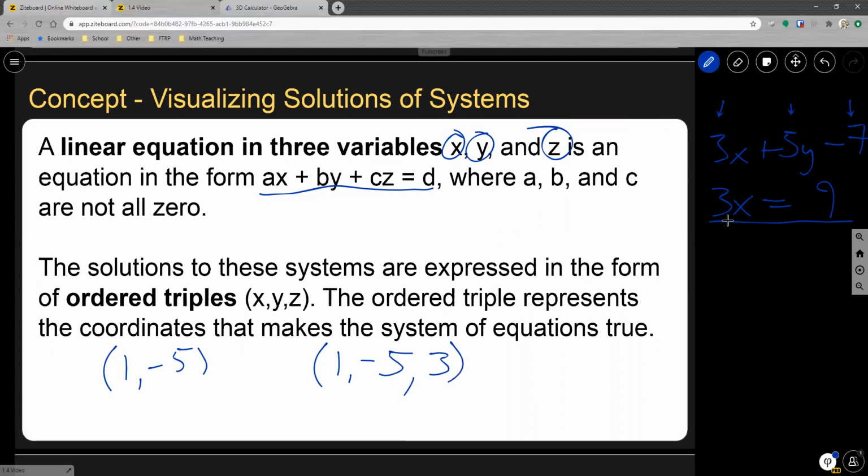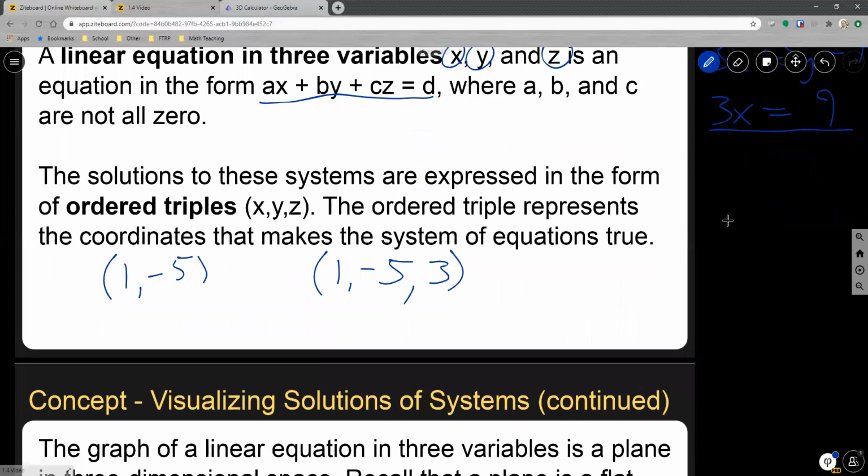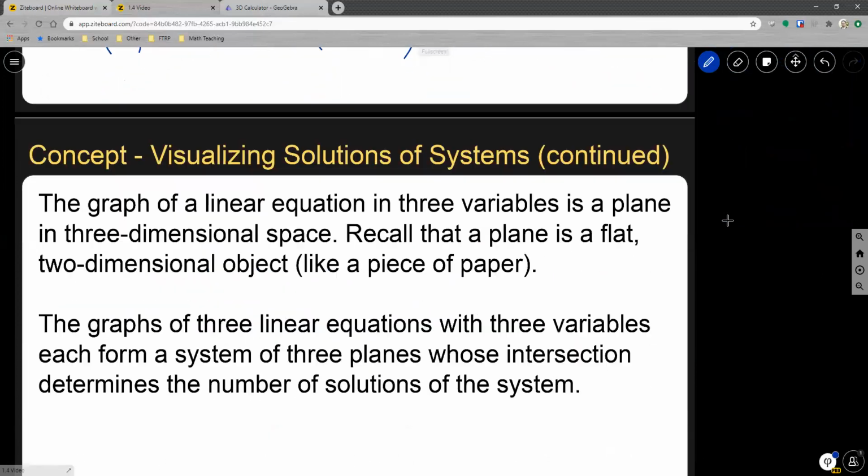I'm not going to make you graph 3-dimensional systems. That is hard to do and hard to visualize on a 2-dimensional piece of paper. We might look at a few 3-dimensional graphs using software, and I'll actually pull some up in Algebra, which is similar to Desmos, later on in this lecture. Okay, so first part of the concept is done.